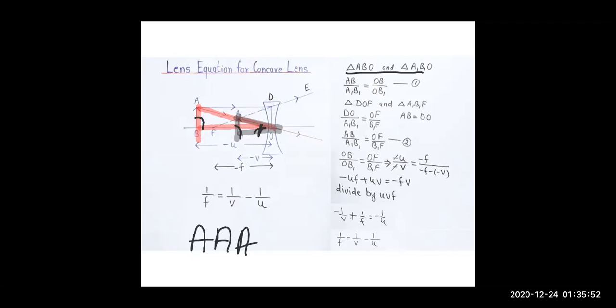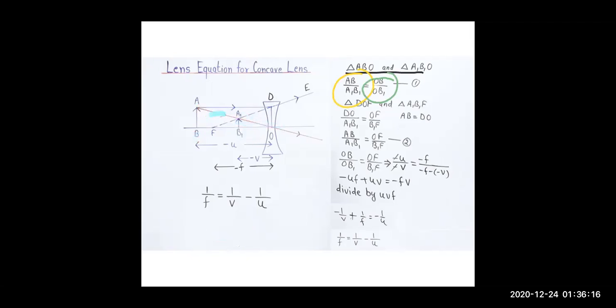Okay, so let's see the ratio of their corresponding sides. So first, what are we going to consider? We are going to consider the perpendicular. The perpendicular in this one is AB, in the other the perpendicular is A1B1. So AB upon A1B1. Now let's consider their base. The base of this one is BO, and of the second triangle is B1O. So OB upon OB1, right?